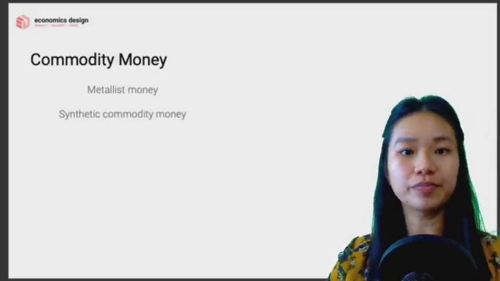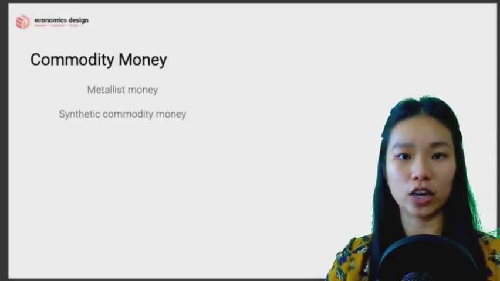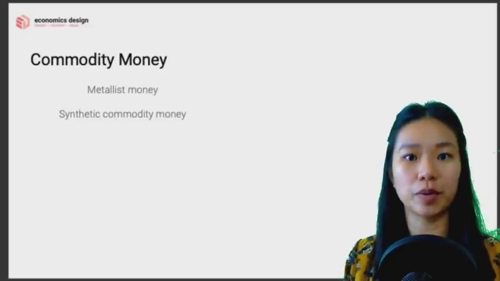I'll link it like above. But that itself is a very interesting topic to learn in economics. But let's not go there. Let's go into synthetic commodity money.